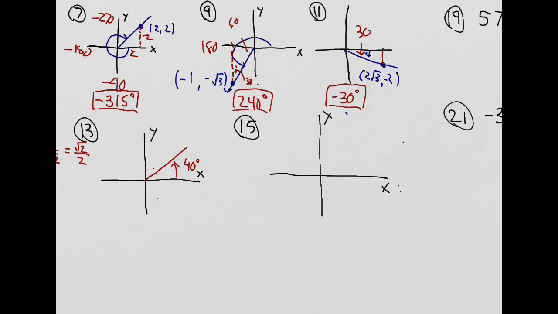15, negative 270. Okay, negative is clockwise, and 270 is right out there. So that's a negative 270 degrees. So those are pretty easy.